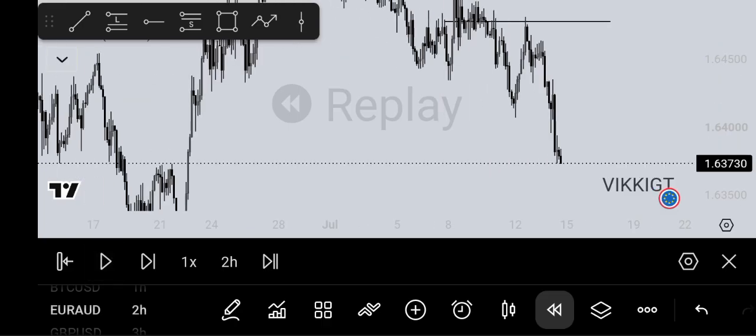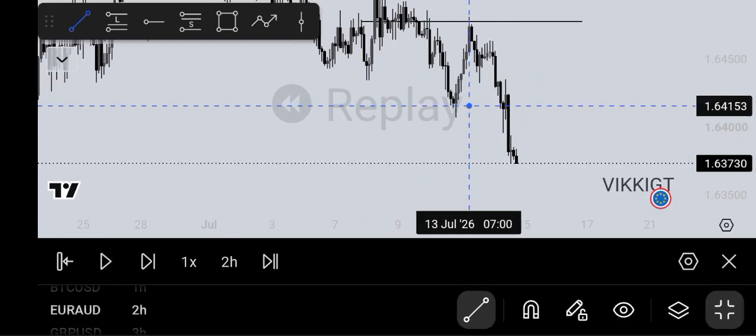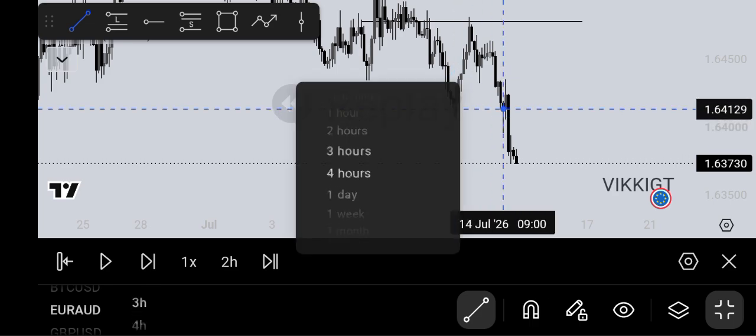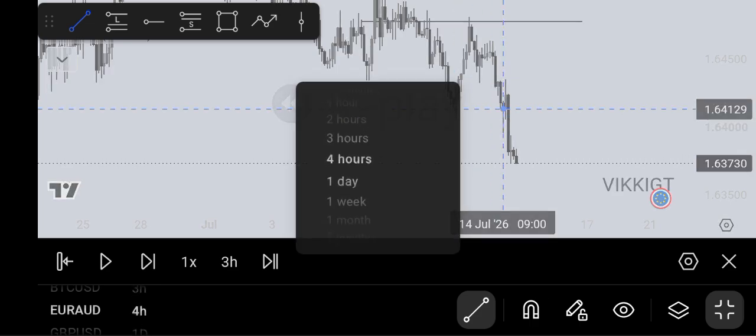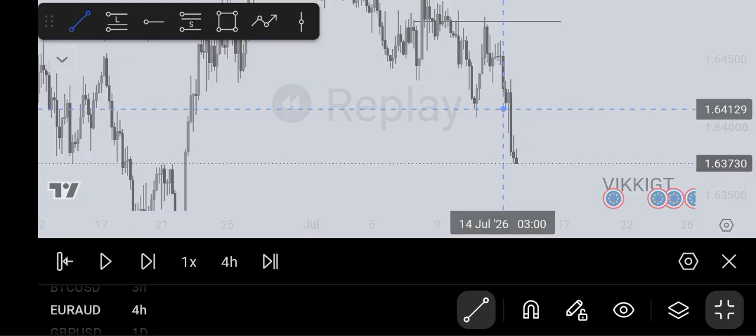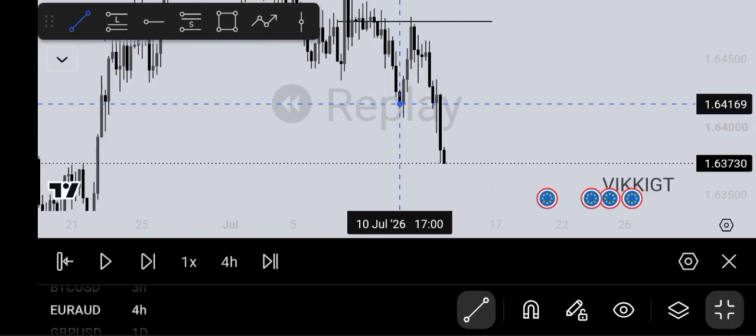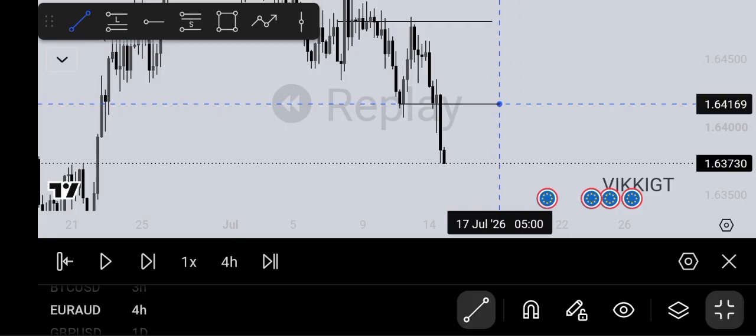Alright, so this was a sell also I took, the second sell I took. So I think at this point, let me head over to the 4 hours. So it's from the 4 hours I marked it out. Alright, so this was it. So this was the point that I posted on my Telegram. So this was it.